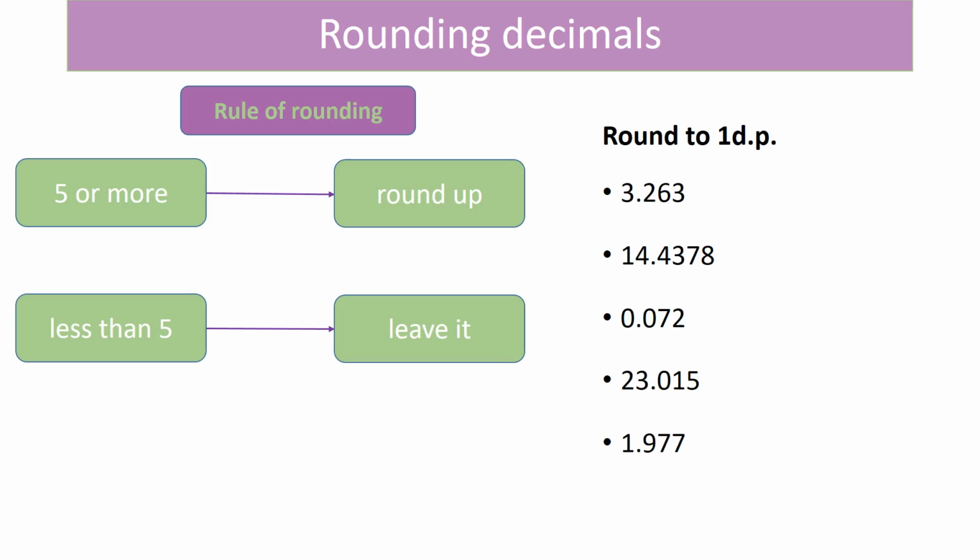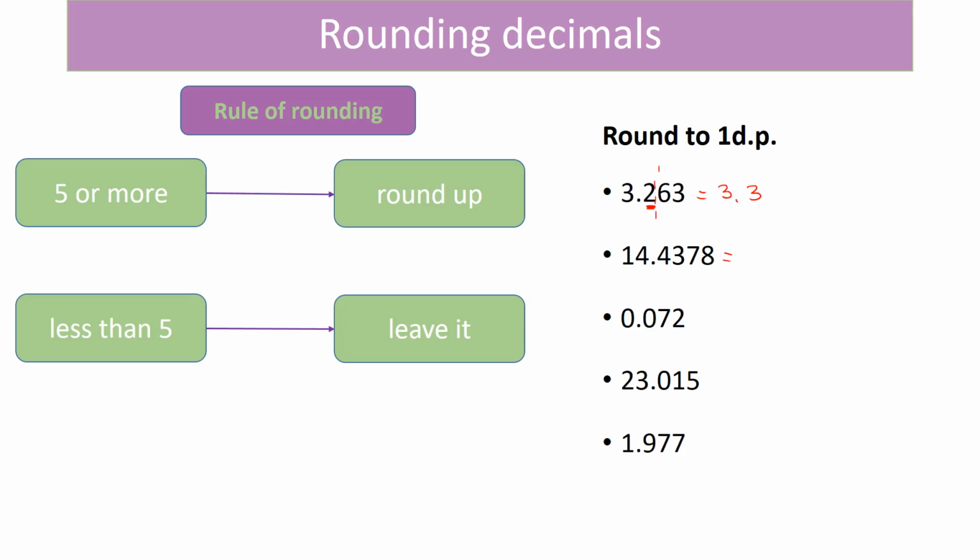First, we're going to look at numbers, and we try to round them to one decimal place. So in my first number, which is 3.263, the 2 is the first decimal place. That means that I'm either going to leave this number as it is or round it up. Now, the number that helps me decide what I need to do is the number after that, which is 6. Now, because 6 is more than 5, that means I need to round 2 up. So that's going to be 3.3.